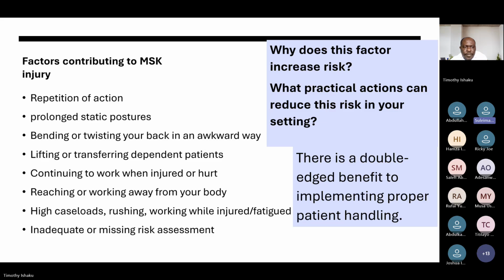I think this bending and twisting in an awkward way will definitely affect the normal biomechanics of the human body, thereby increasing the risk of musculoskeletal injury. And one way to mitigate this is for us clinicians to abide by normal ergonomics in terms of lifting our patients and doing our activities in the clinic. Thank you very much, sir.